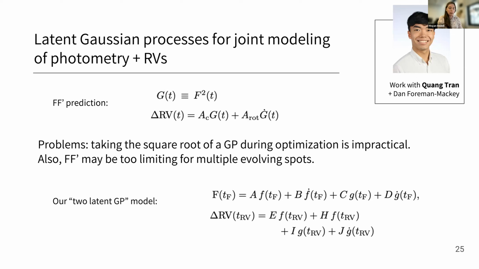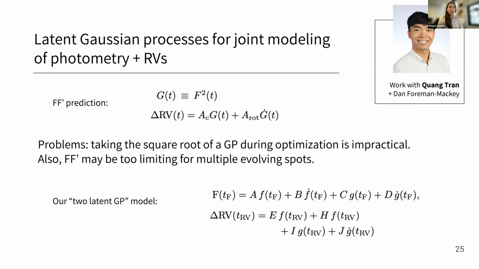So as a result, we came up with what we're calling a two latent GP model. The name pretty much describes it. We describe both the flux and the radial velocity as linear combinations of two latent GPs, little f and little g, and their derivatives. Notice that this formulation can turn into the FF prime formulation exactly if you assume that little f is big F flux and little g is flux squared. But it's got a little extra flexibility built in there.